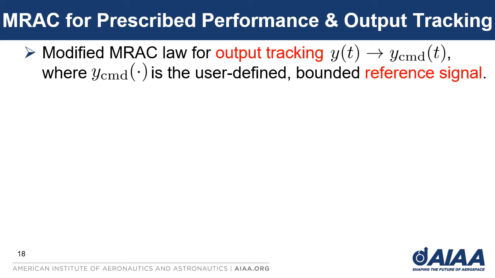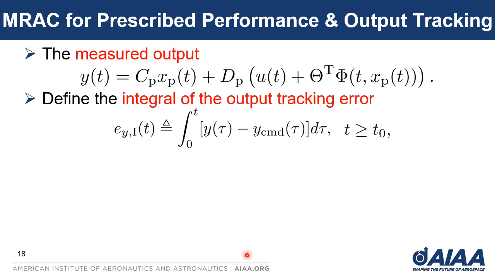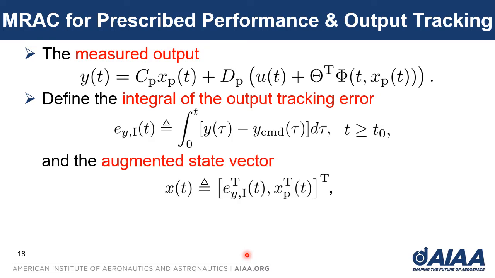Now we want to modify the MRAC law for output tracking so that the measured output y tracks the bounded reference signal y command. So we have the measured output y, and we define the integral of the output tracking error and the augmented state vector.